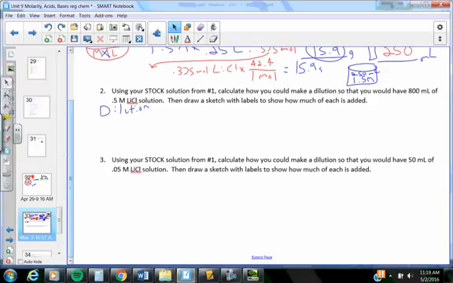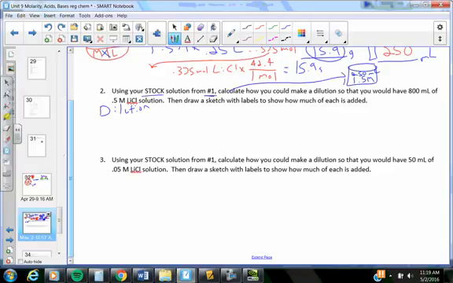What's next? The next thing is we're going to use that stock solution from number 1, this stuff, 1.5 molar, and we're going to dilute it in such a way that we have 800 milliliters, but the new strength has to be only 0.5 molar. That's less than 1.5, so we're going to be diluting it. What are the ingredients? We're going to need some water. We'll have to figure out how many milliliters. In this case, we don't need any grams. We have to figure out how many milliliters of this stuff, 1.5 molar lithium chloride, to add in.